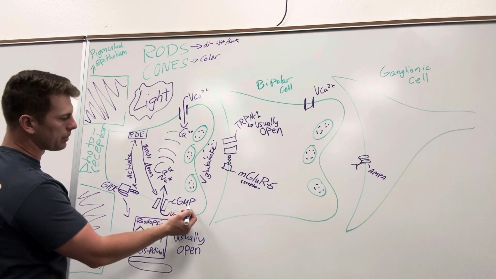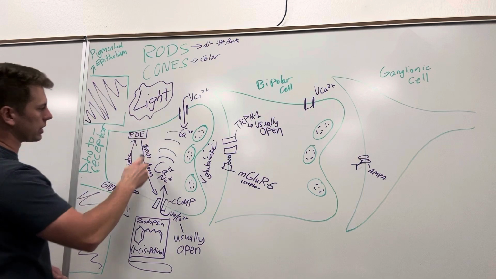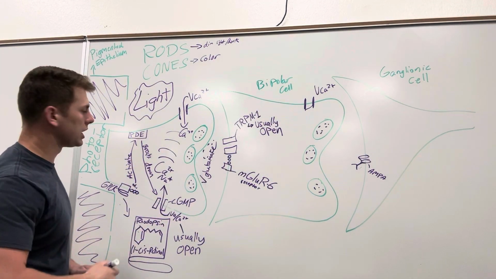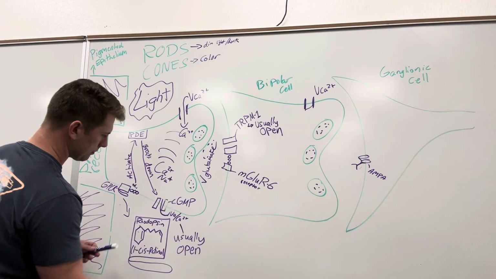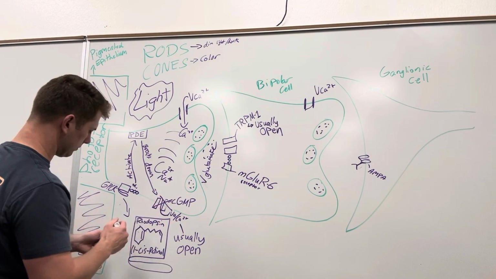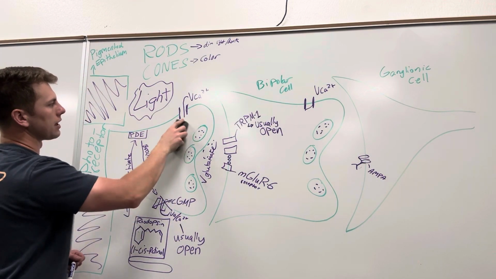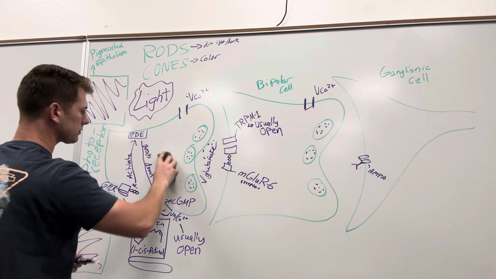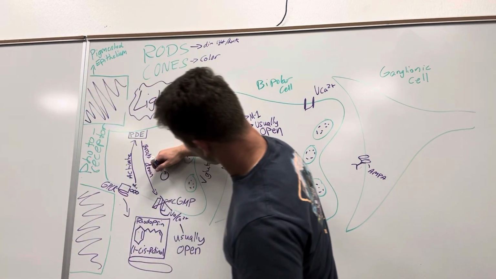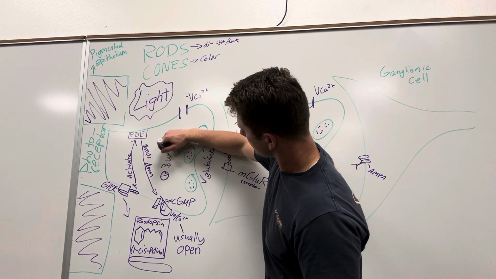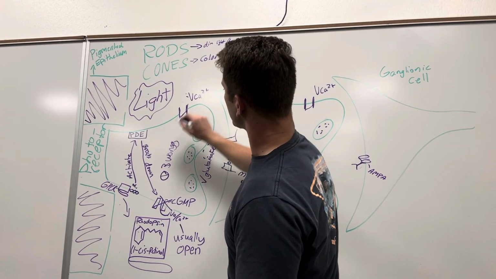the cGMP. And so activate PDE, which breaks down cGMP, which if we don't have cGMP, just cross that out, we will not have sodium calcium enter the cell. So we will have, this way, no blip. So this gate will remain closed.